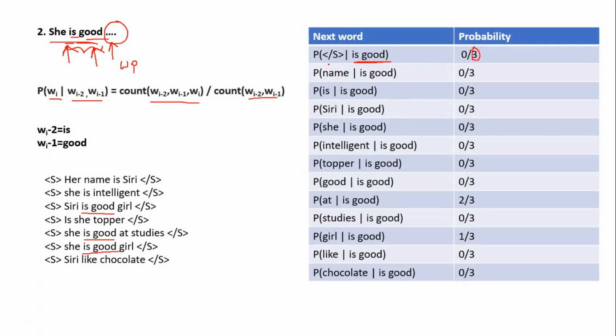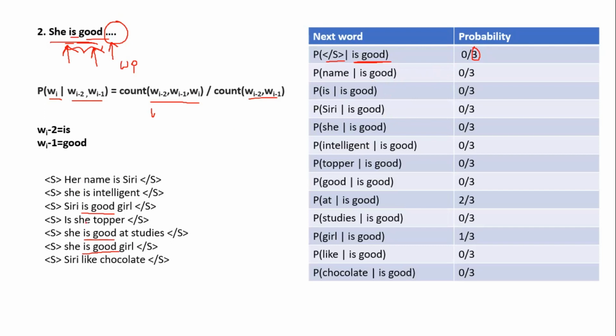And suppose this is the word which we want to predict. So check how many times we have a sequence "is good end". So "is good" followed by "end". There is no such sequence. So that value becomes 0. Next up. So this is "is good", next word, right? In the numerator, so "is good is".